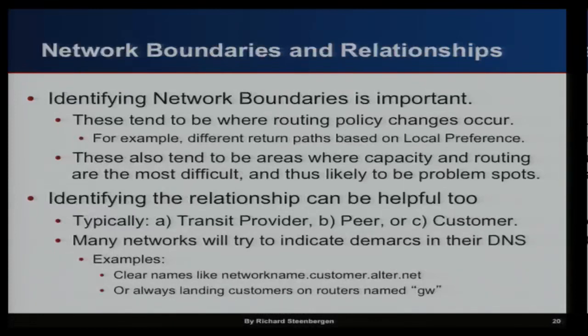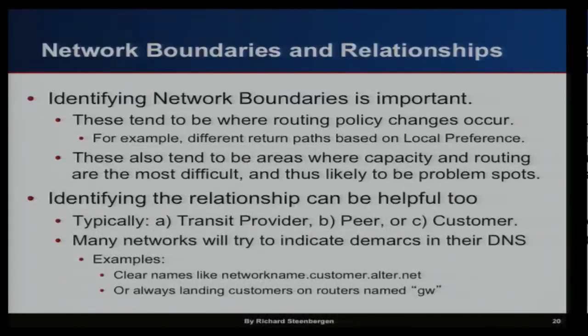And the most important thing you can get out of it is identifying the network boundary. So like I said, it's important. The reason that it's important is that those are where the routing policy changes occur.